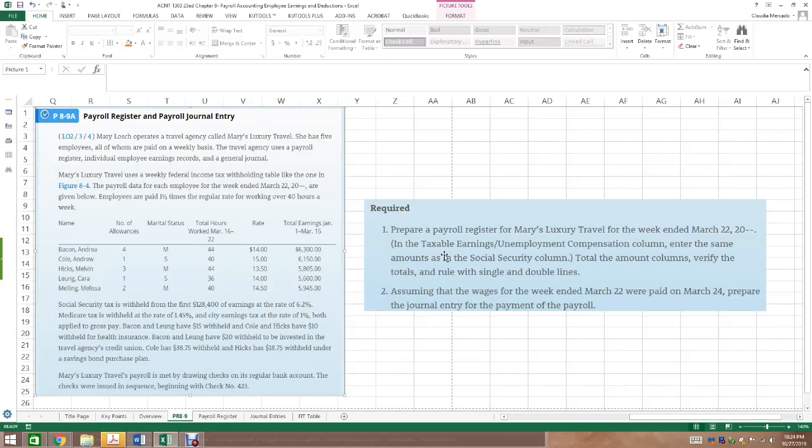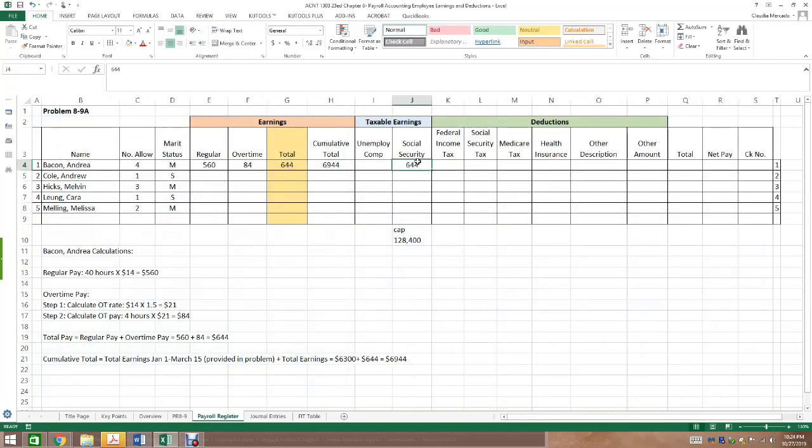enter the same amounts as in the Social Security column. So, basically, they're telling you whatever you enter in Social Security, copy it over to unemployment compensation. Those are the instructions for the problem only. That's not what we do in real life. Okay? We're going to learn what we do in real life in Chapter 9. Okay? Just hold on one more chapter.